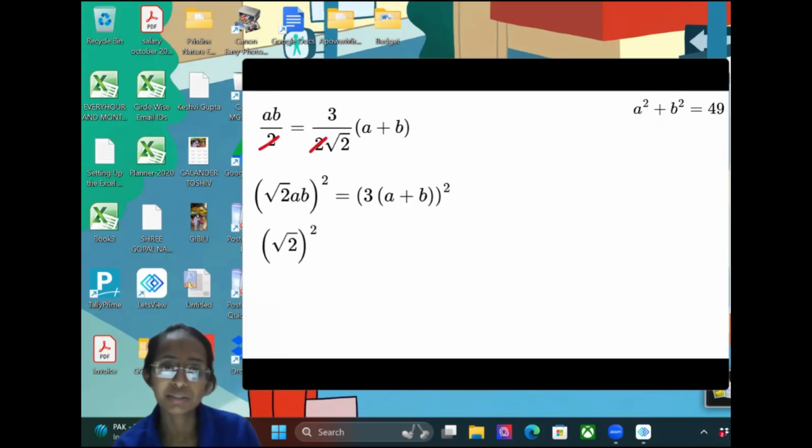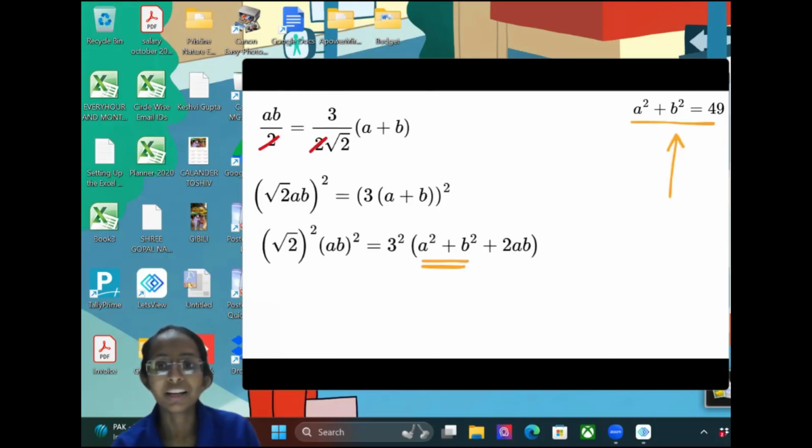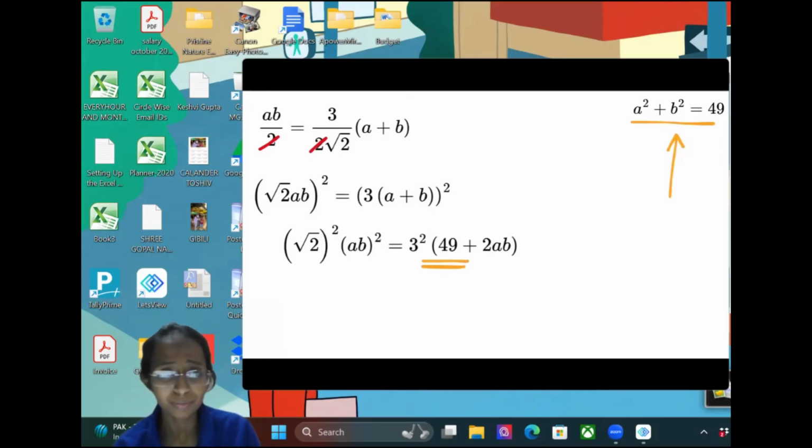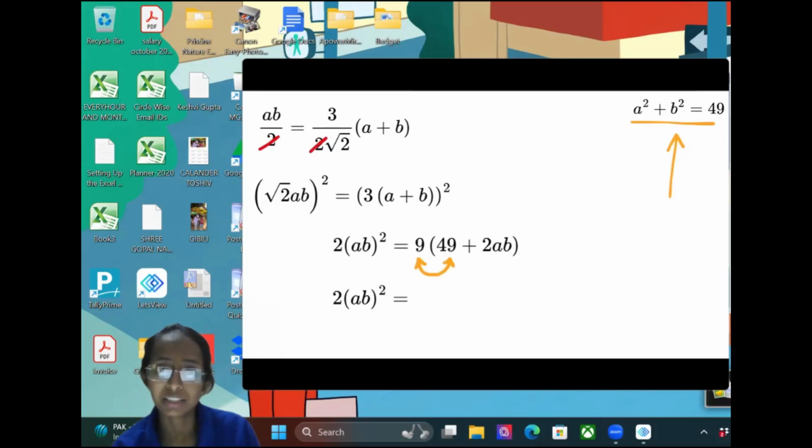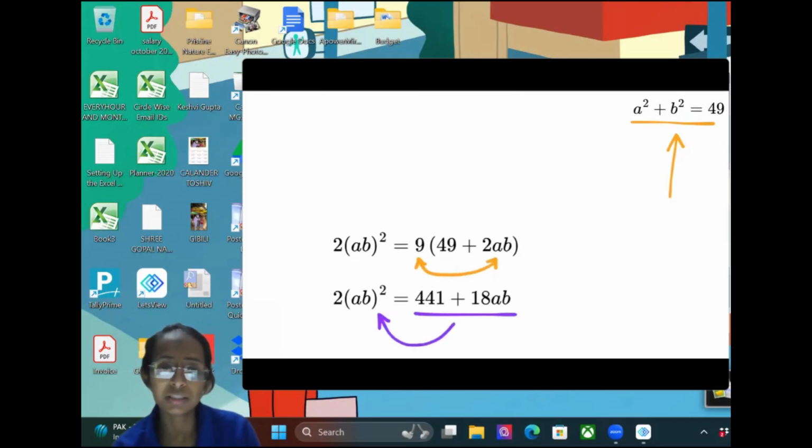Now squaring both sides will give us square of root 2 into square of AB is equal to 3 square into A plus B whole square. Now replace this A plus B whole square with the identity A square plus B square plus 2AB. We know the value of A square plus B square is 49. So we replace this value, and root 2 square is equal to 2, and 3 square is equal to 9. So we multiply 9 times 49, that is 441, plus 18 times AB. Now take all the terms to the left hand side: twice of AB square minus 18AB minus 441 is equal to 0.